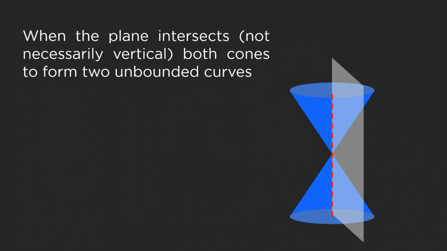And when the plane intersects, not necessarily vertical, both cones to form two unbounded curves, these two unbounded curves form a conic section called hyperbola.